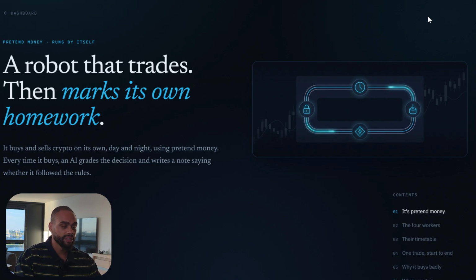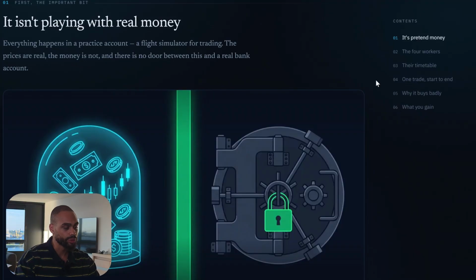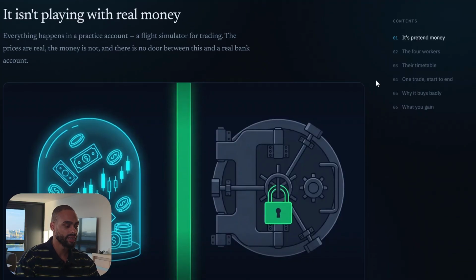It is basically a trading robot that makes its own trades. It buys and sells crypto on its own day and night using pretend money. What I used for this was a paper trading account from Alpaca, where you get, I believe, 100 grand to play around with and test your trades on. So it isn't playing with real money. Everything happens in a practice account.